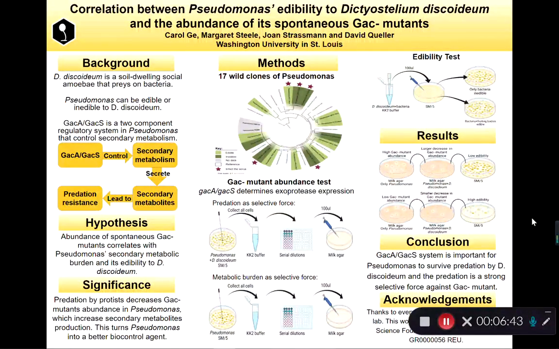For the conclusion, the GacK-GacS system is important for Pseudomonas to survive predation by dicty, and this predation is definitely a strong selective force against gac-negative mutants.